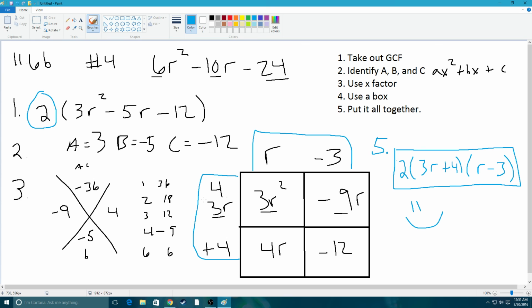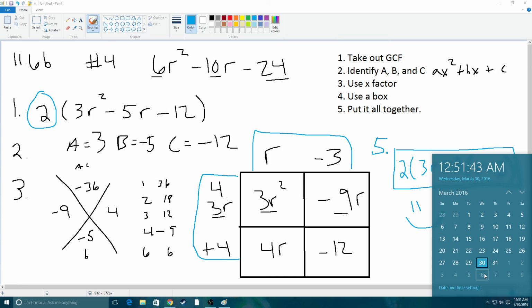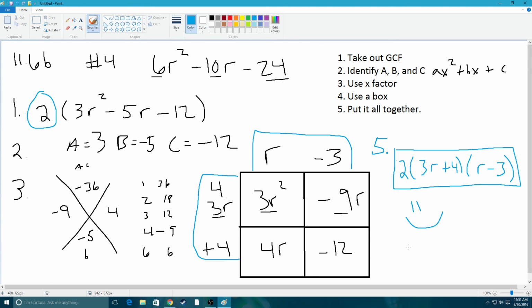Your test for this unit is a week away. It is going to be on Wednesday, which is April 6th. So Wednesday, April 6th, that's going to be your guys' test date. Friday we'll review, Monday we'll review, Tuesday we'll review, and Wednesday, it's on you guys.